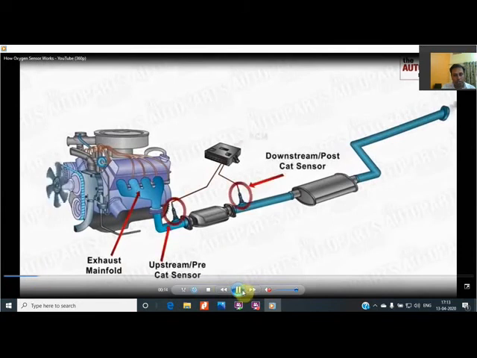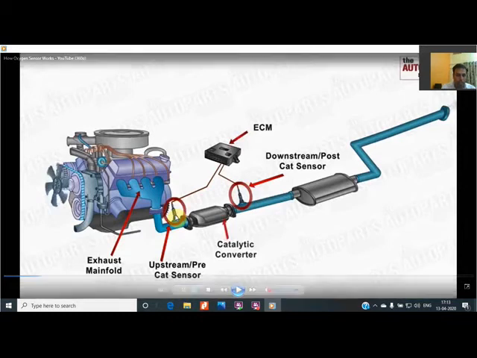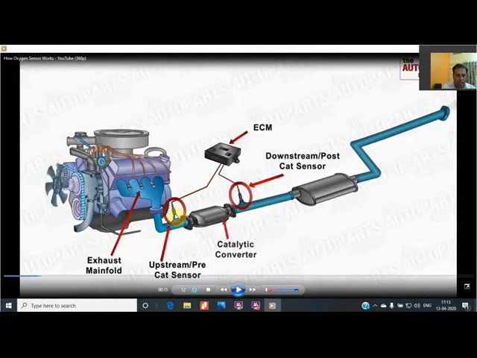In this video, it is being shown that this is the catalytic converter, and one lambda sensor is before it, that is called upstream, and one is after it, that is called downstream. But in most vehicles, only the upstream lambda sensor is used, because this is sufficient to measure the quantity of oxygen. If the oxygen is more, then the air fuel ratio is lean, meaning fuel is less. If oxygen is less, then the air fuel ratio is rich. From that, the data can be taken.